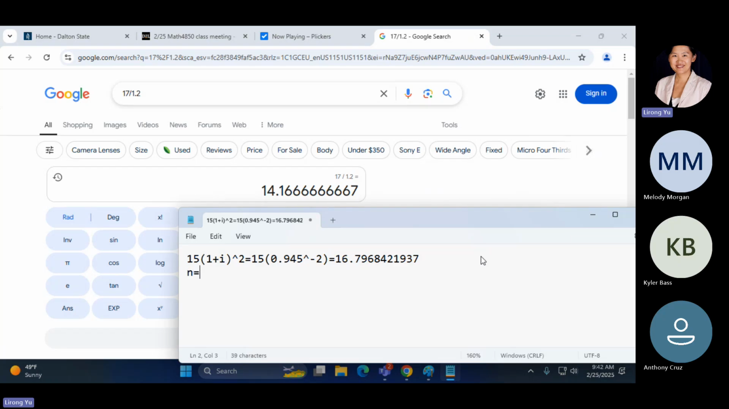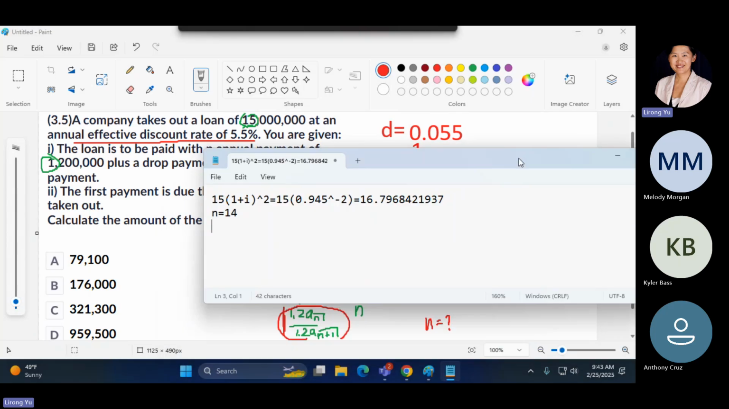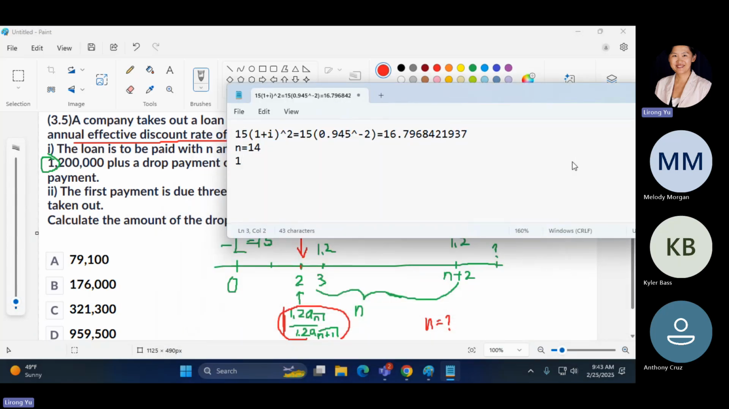So if n, the number of payments, is 14, and we're calculating this annuity value, the present value for the annuity, we're going to do 1.2 multiplied by a_n when n equals 14. So what's a_n? a_n is 1 minus (1 plus i) raised to the power of negative 14, divided by i. That's the a_n formula, right?